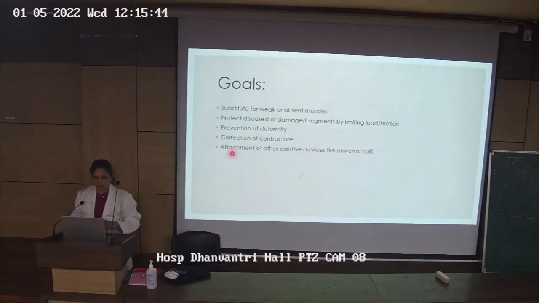The goals of a basic orthosis are to substitute for weak or absent muscles, then protect diseased or damaged segments by limiting load or motion, prevent deformity due to weakness or nerve injury, correct contracture in chronically paralyzed or immobilized patients, and attach other assistive devices, like the universal cuff, which is given in stroke patients or spinal cord injury patients who have lost their hand grip.